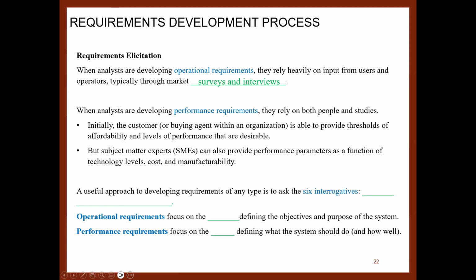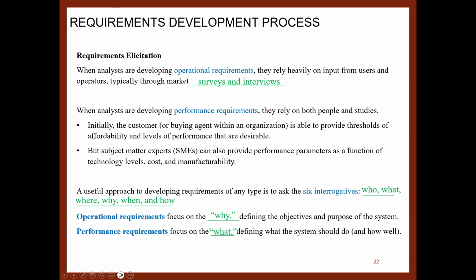A useful approach to developing requirements of any type is to ask the 6 interrogatives: who, what, where, why, when, and how. The operational requirements, which is again at the needs analysis phase, the objectives, focus on the why. Why do we need this? Why do we need to solve this? Defining the objectives or purpose of the system. The performance requirements focus on the what, defining what the system should do and how well the system must accomplish that.